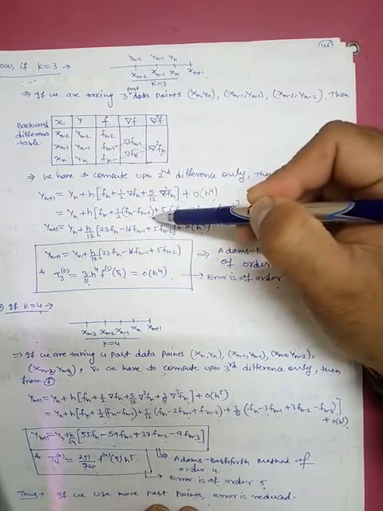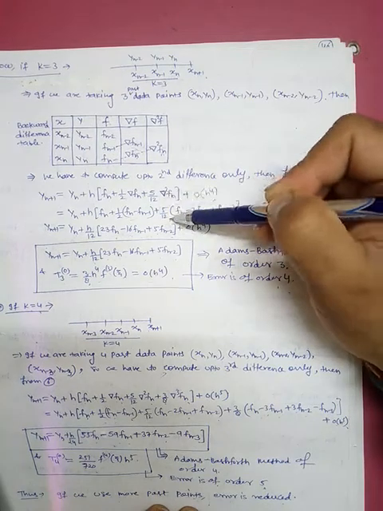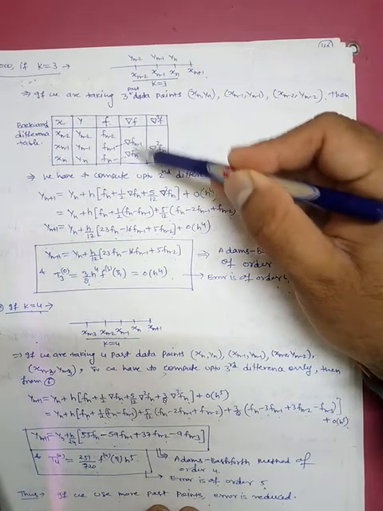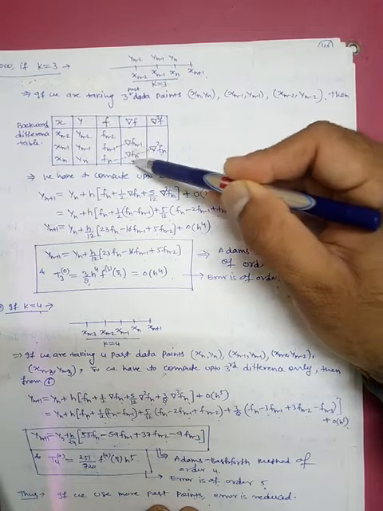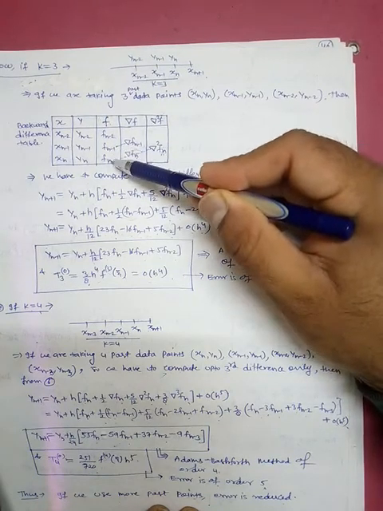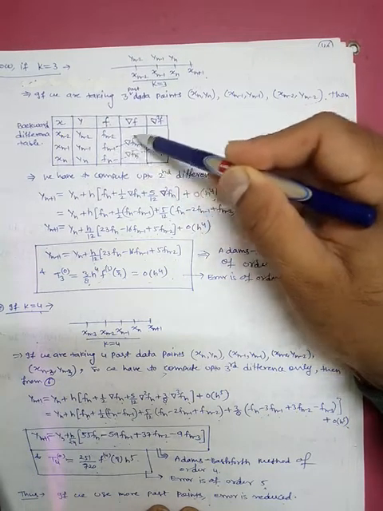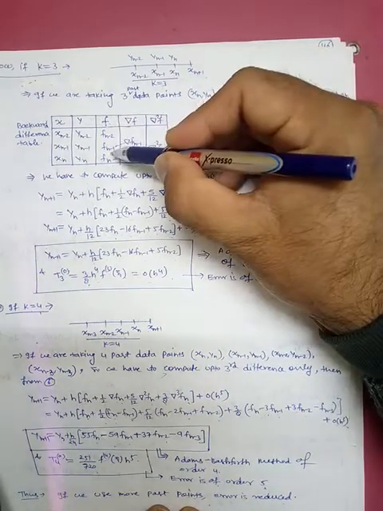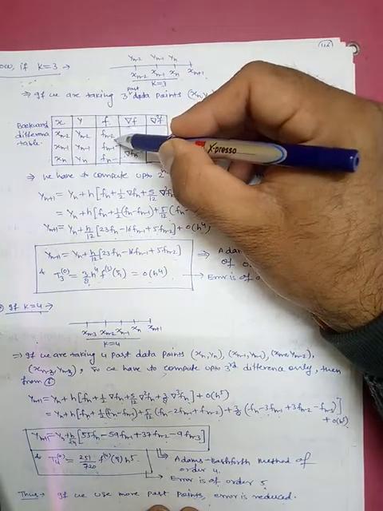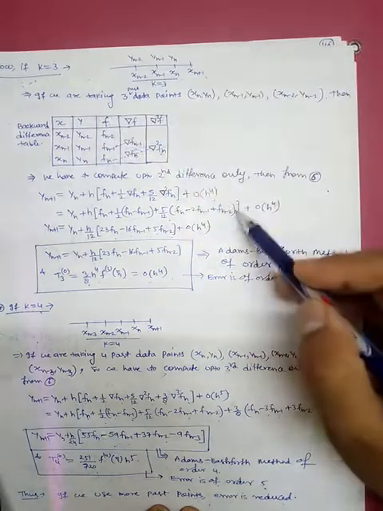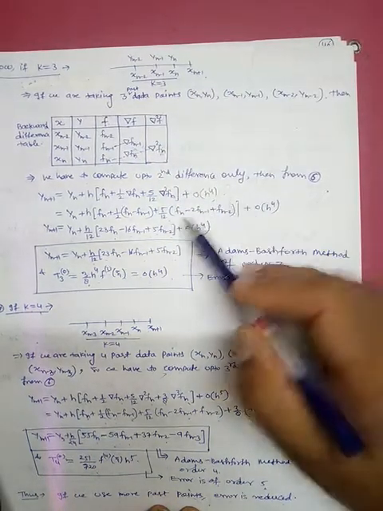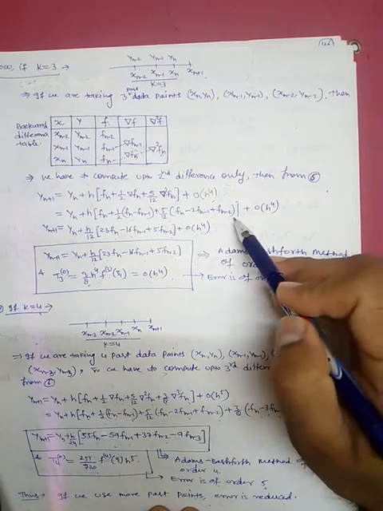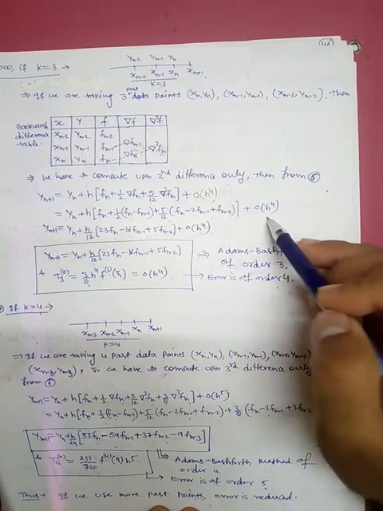So f_n minus f_{n-1} plus 5/12. The second order difference is nothing but the difference between these two. This is the distance between f_n and f_{n-1}, and this is nothing but nabla f_{n-1}, which is f_{n-1} minus f_{n-2}. So when you use this, ultimately this is the second order difference, f_n minus twice of f_{n-1} plus f_{n-2}, and this is the error term.